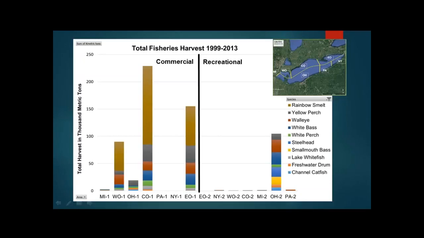If we just look at the commercial for Canada, we can see that the top 3 harvested species are rainbow smelt, yellow perch, and walleye. And I mean, the amount of rainbow smelt that gets harvested is a little ridiculous. It's a big number. If we look at the commercial for the United States, we see that yellow perch are the top harvested species.